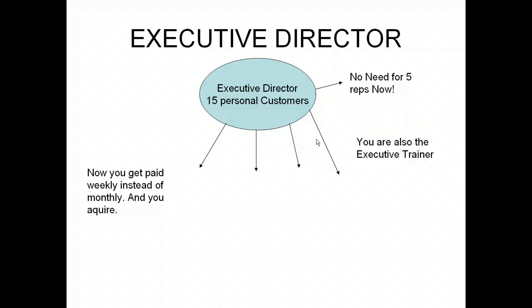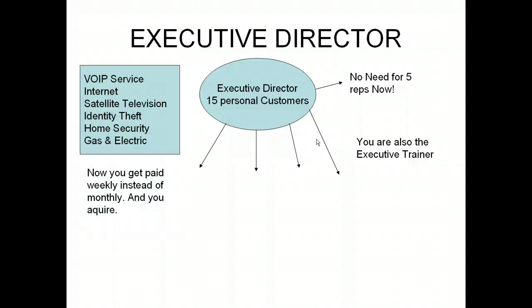So remember when I said, what are you going to need to do to get to executive director? Automatically, you're going to get your services: the voice over IP service, the internet, satellite television, identity theft, home security, gas and electric. I mean, this company is positioned to really become a multi-billion-dollar company within the next 2 to 3 years. This company is a privately held company growing at over 800% growth. So we know that within the next 2 to 3 years, this will be a billion-dollar company, and many millionaires will be made because of services that people use anyway in their homes.